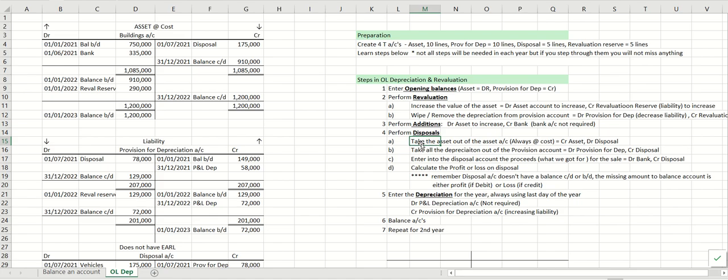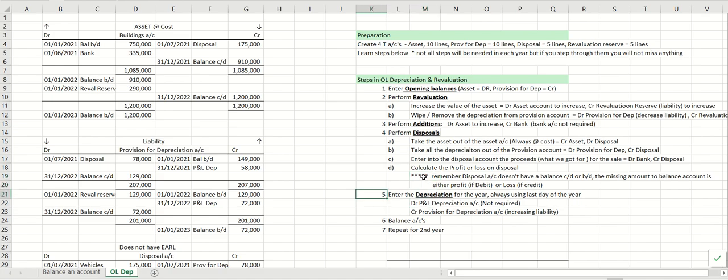Take the asset out of the asset, take all the depreciation out of the depreciation account, put them into the disposal account, put into the disposal account what you got for it when you sold it, the proceeds of the sale, calculate the profit or loss on disposal. There is no balance on a disposal account. The missing number will be called either profit or loss.